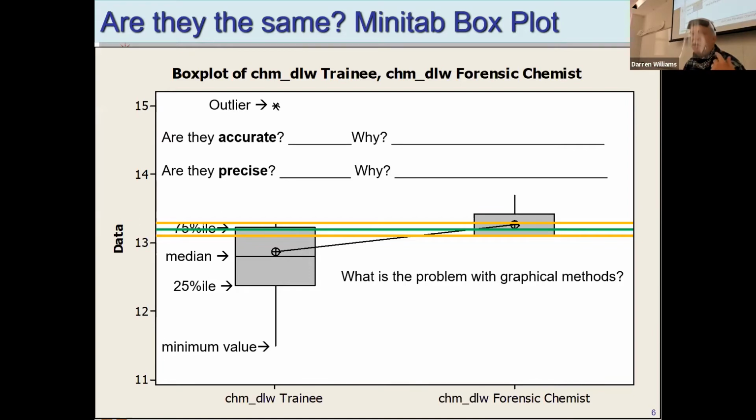Can anybody else say it in different words? Maybe how close the median is to them. Yeah, the median would be here. The median's pretty low compared to the true value on the trainee. So that might be a discussion on how it might not be as accurate, but certainly not as accurate as the forensic chemist. But what about the trainee does contain the true value?